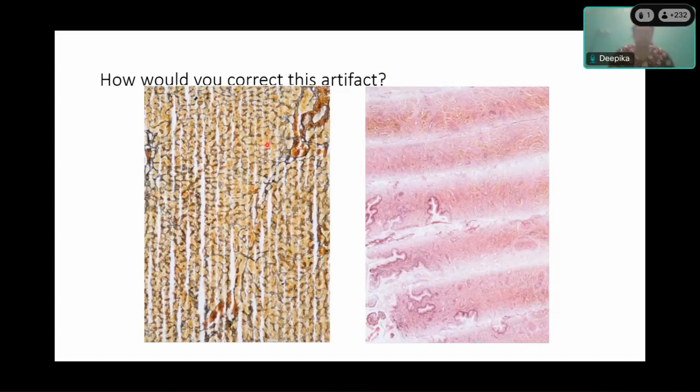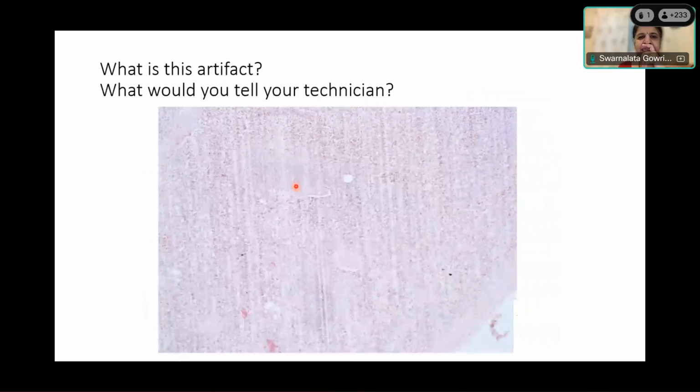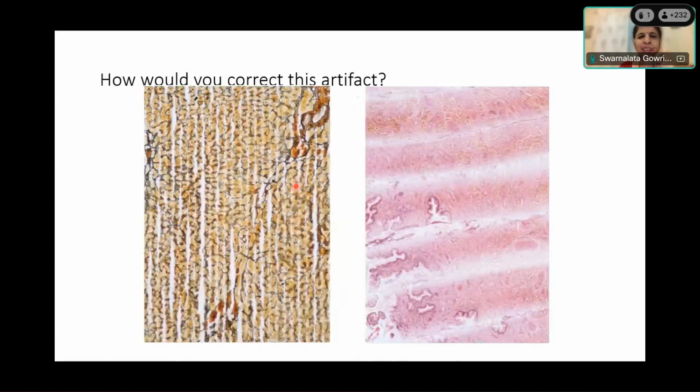So Deepika, what is this artifact? Also chatter. Huh? Chatter. Chatter from Venetian lab. Yeah, a chatter effect. And why is it mainly due to? It's a little different from this. Yeah, where you actually get lines across the tissue. Yes. Here you don't get lines. So what is it? For cutting the microtomy. Yeah, but what about the microtome? What should you tell your technician?